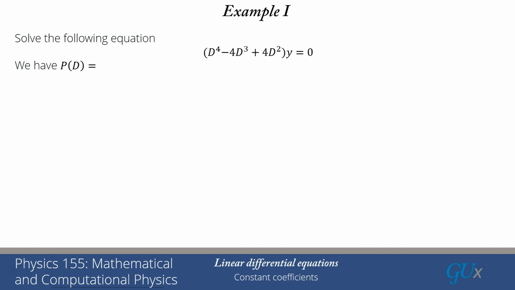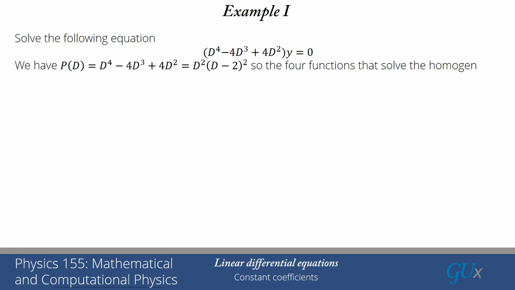Now, we have the polynomial p of D is D to the fourth minus 4D cubed plus 4D squared. We have to factorize that, and you very quickly can recognize that it factorizes into D squared times (D minus 2) quantity squared. So the four functions that are going to solve the homogeneous equation: for the D squared, I will get 1 and t, because the exponential of 0 times t is just a constant. And for the (D minus 2) squared, I'll get e to the 2t and t e to the 2t. Those are the four linearly independent solutions to the homogeneous equation.